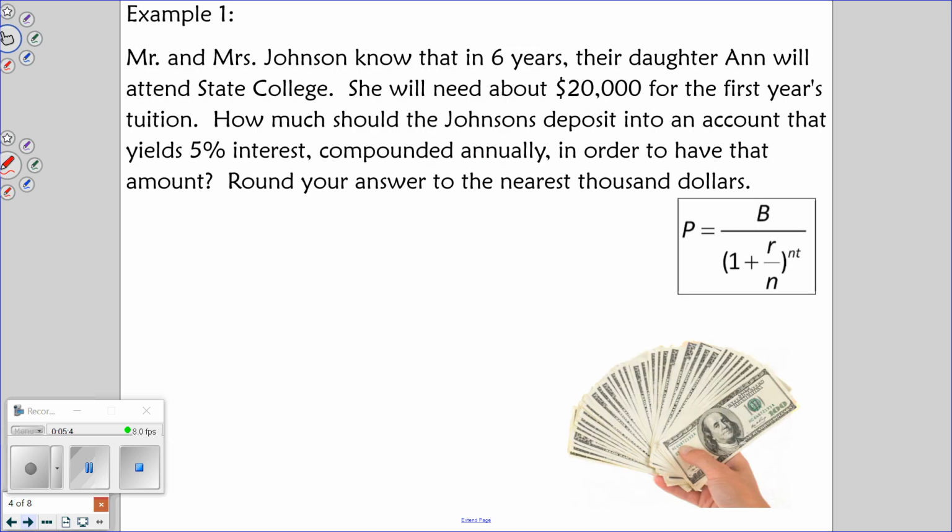All right, let's take a look at it. Mr. and Mrs. Johnson know that in 6 years, their daughter Ann will attend state college. She will need about $20,000 for the first year's tuition. How much should the Johnsons deposit into an account that yields 5% interest compounded annually in order to have that amount? Round your answer to the nearest $1,000.